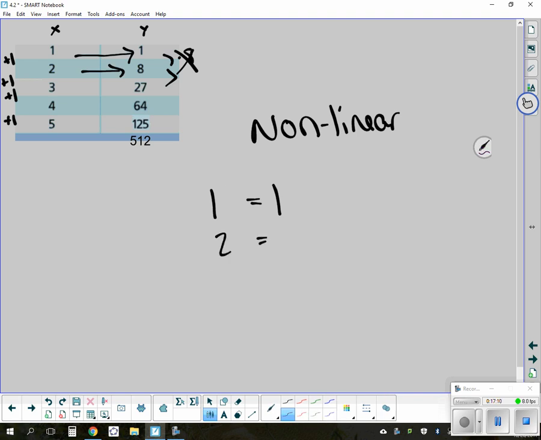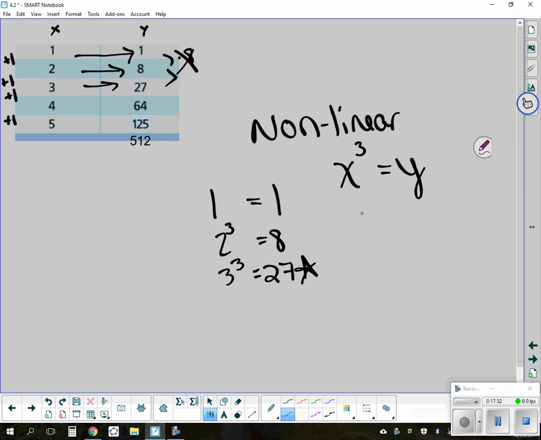Let's look at the next one. What can I do with 2 to get 8? Well, I know 2 to the third power is 8. Would that work for this one? Could I take 3 to the third power and get 27? Bingo. So what I'm doing is taking my x value to the third power to get my y value. In other words, y equals x to the third.